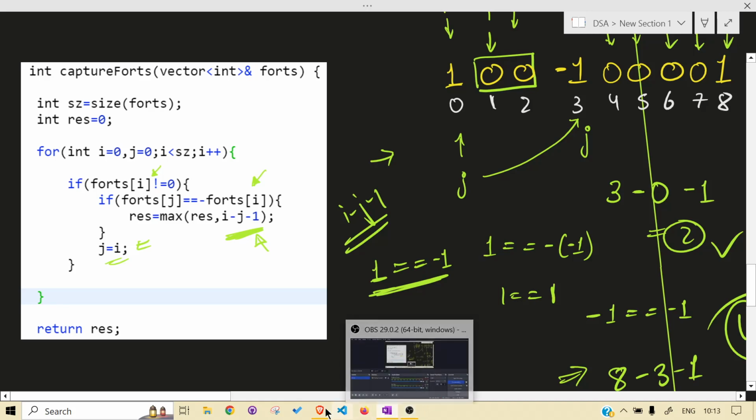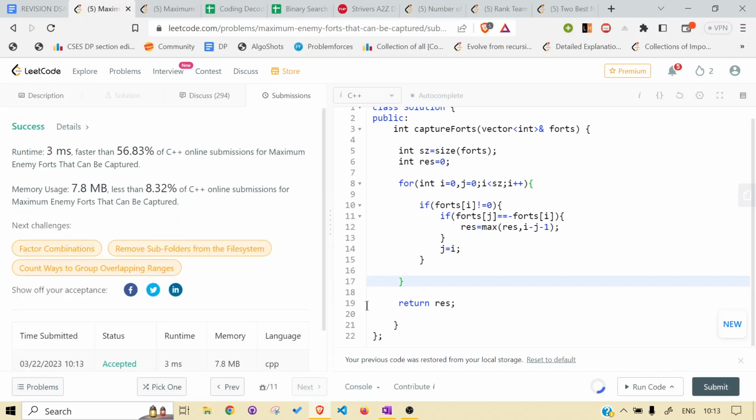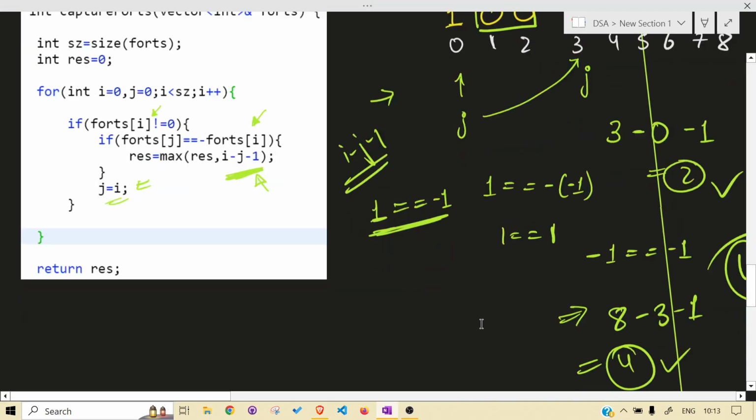So let's submit it and see if it is running or not. Yeah, it is running.